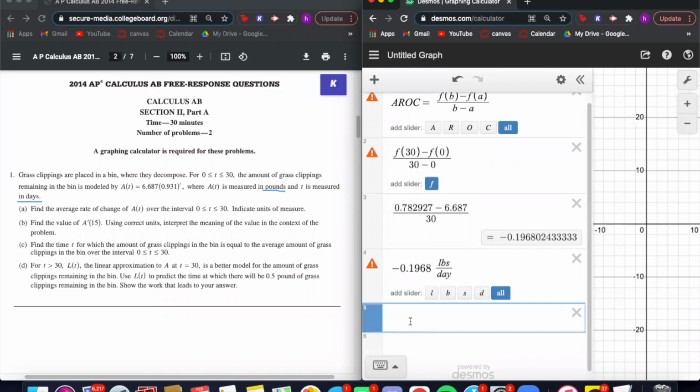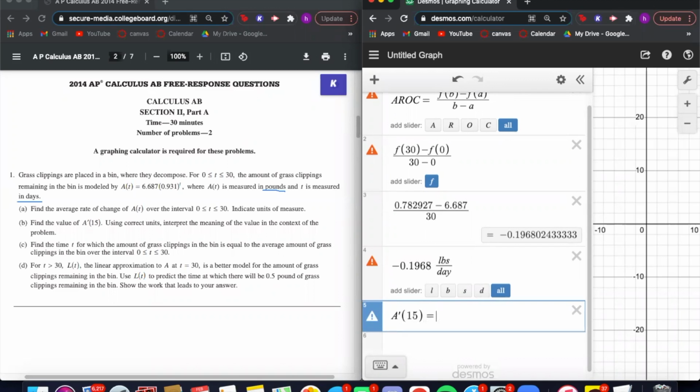Moving on to letter B, it says find the value of A'(15). Using correct units, interpret the meaning of the value in the context of the problem. Again, this is just a calculator problem, so we plug A'(15) into the calculator. When we plug that in, we get negative 0.1636. So that's the final answer.